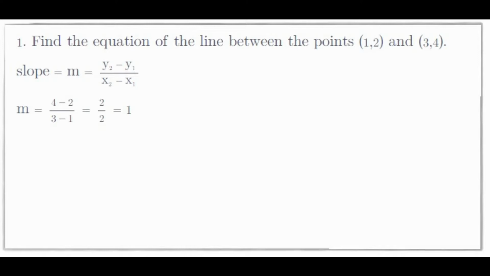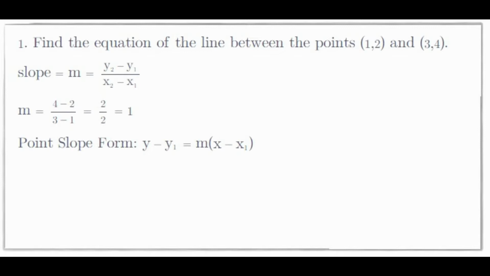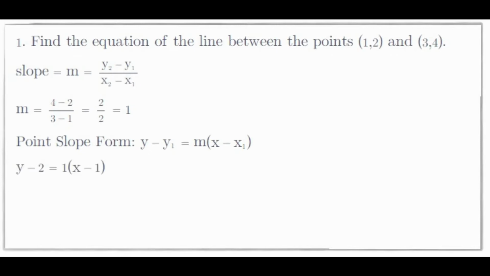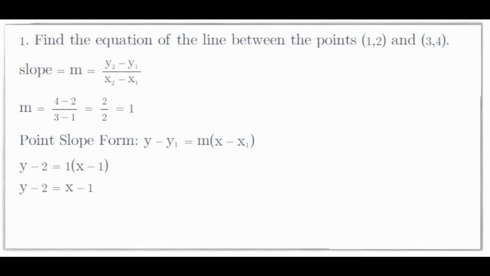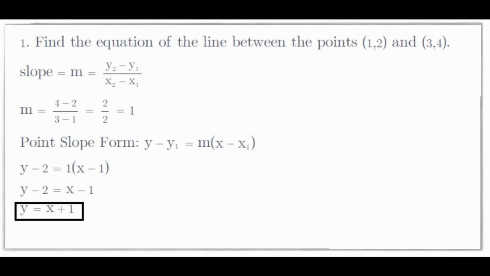That gives us a slope of 1. For point-slope form, we can say y minus y1 equals m times x minus x1. We can choose either of the 2 points in this case, but for now let's try (1, 2). So we have y minus 2 equals 1 times x minus 1. Simplifying, we end up with y equals x plus 1.